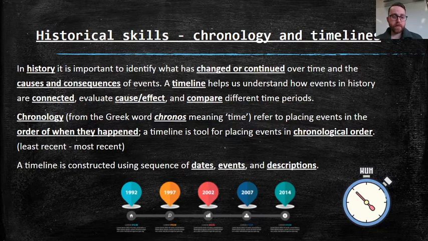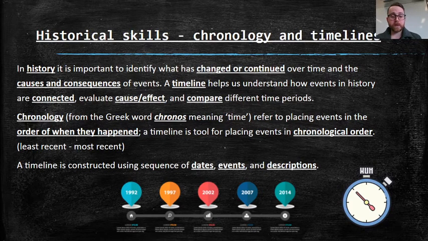That word I mentioned before, chronology, comes from the Greek word chronos, which means time. So it's literally in the name there, timeline. It is a line that shows time. And chronology refers to placing events in the order of when they happened. So you start with, okay, this happened way long ago, and then you keep moving forward across the timeline till you get to, okay, this happened today. So it's in order of least recent, so the oldest stuff, to the most recent stuff. So a timeline is a tool used for placing events in chronological order. So again, from least recent to most recent, past to present.